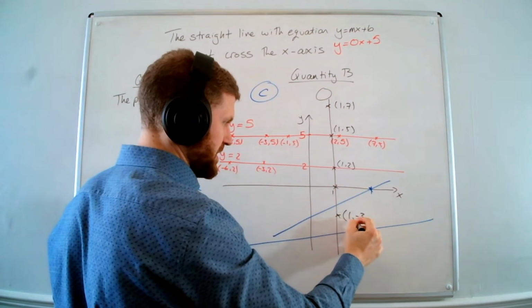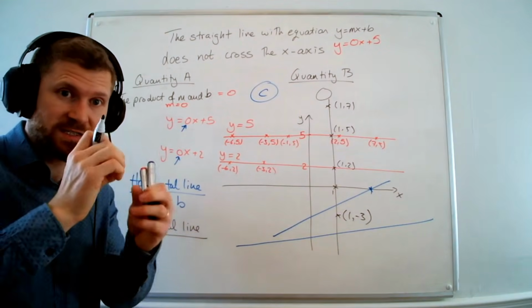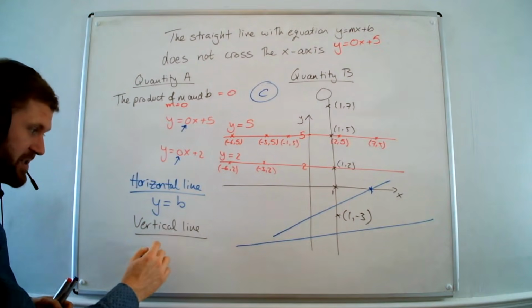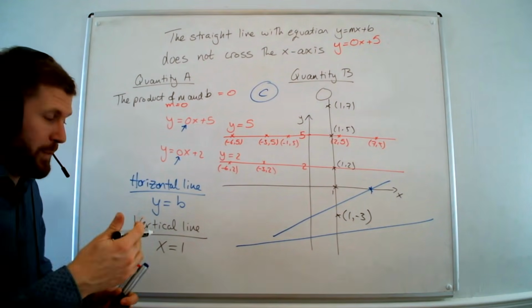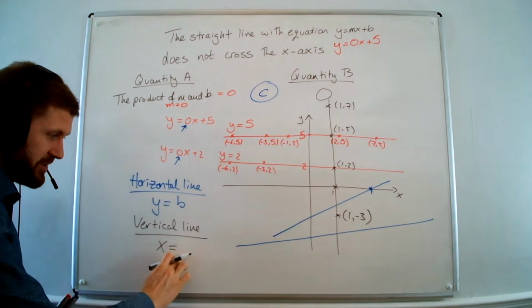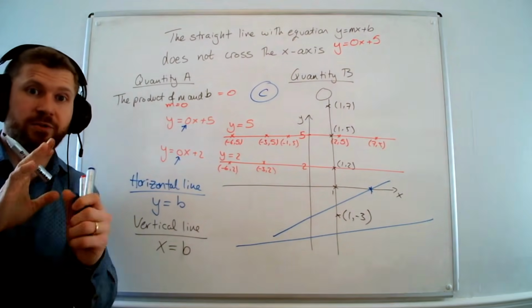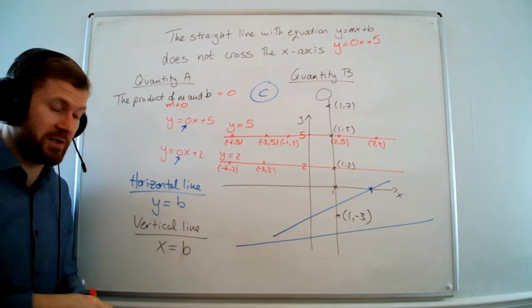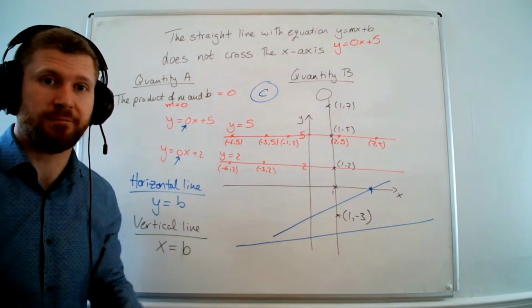(1, -3). So what I hope you can see here is if I draw a vertical line, it's the x coordinate that remains consistent throughout. And so the equation of a vertical line in this case would be x equals 1. But to generalize, we could just say the equation of a vertical line is going to be x is equal to some number. I don't necessarily know what the number will be. The general equation for a vertical line will just be x equals some number. In this case, it was x equals 1.